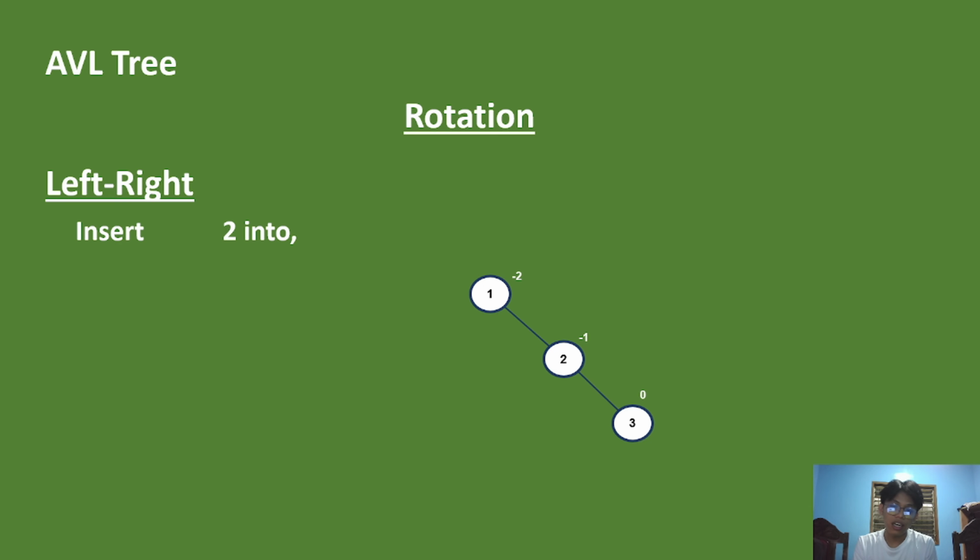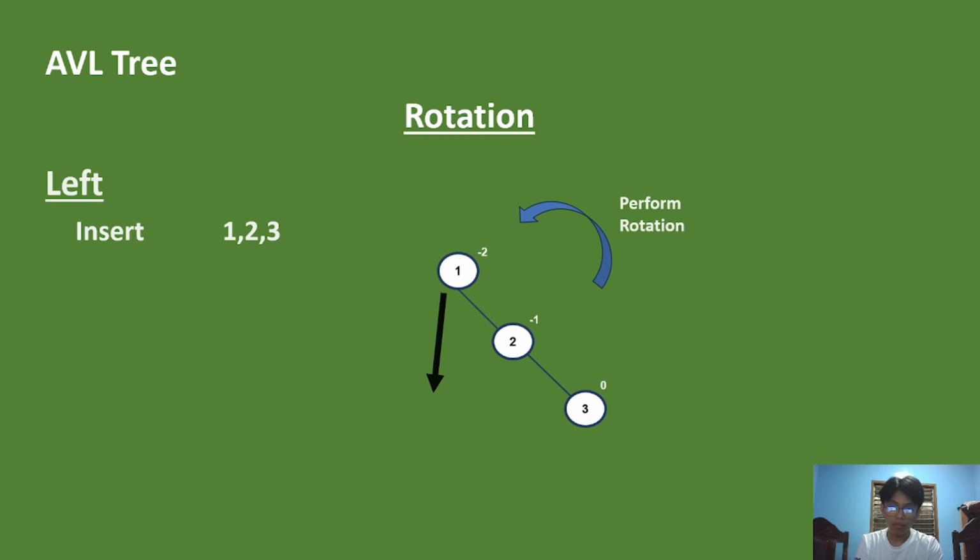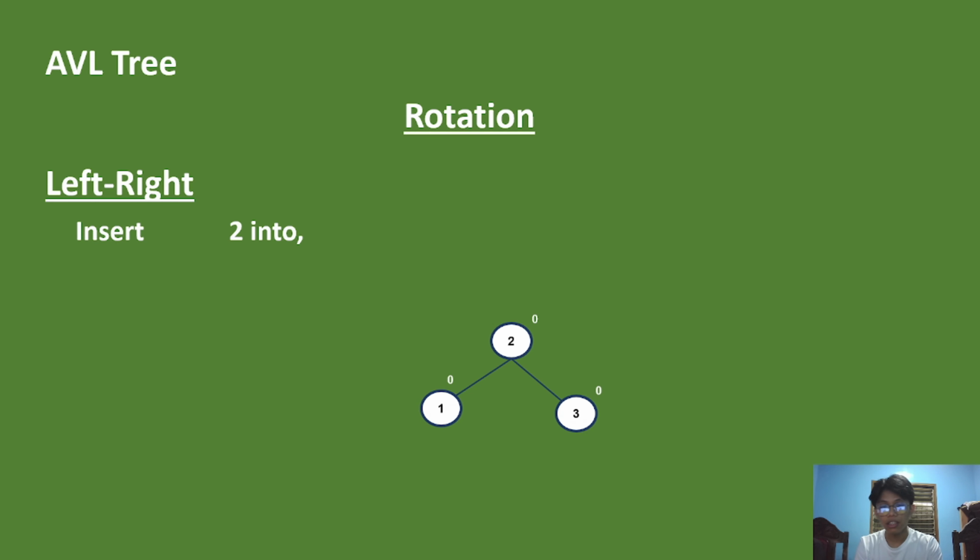Since it is unbalanced, we're going to do a left rotation, as we have seen this already earlier, right? So it is now easy to do. So let's put this node 1 on the bottom side. Now we're going to see that node 2 is now the root node, and the balance factor, the height, is now balanced, and they now have 0, 0, 0.